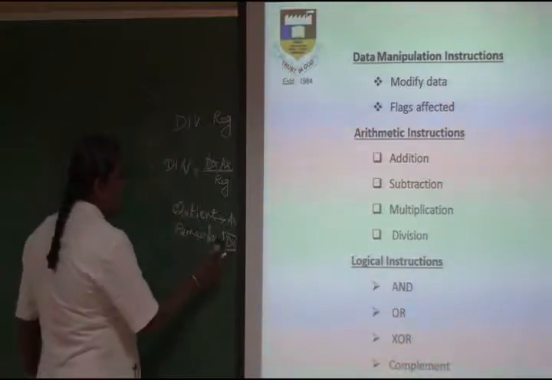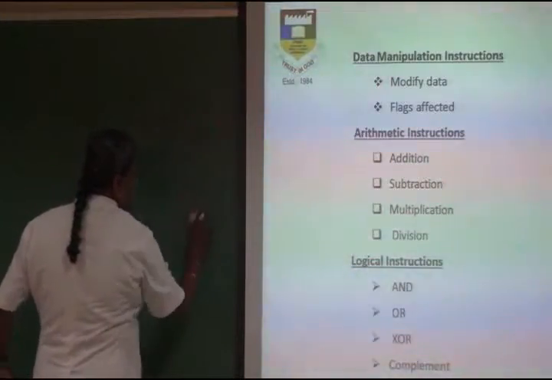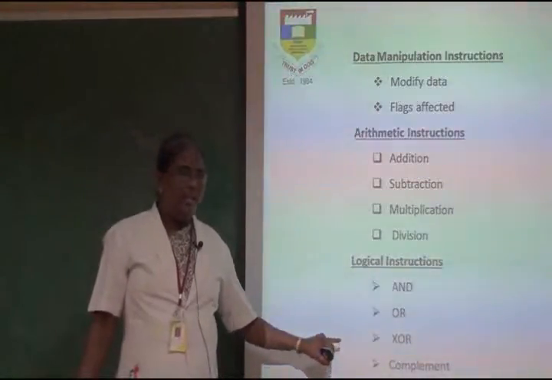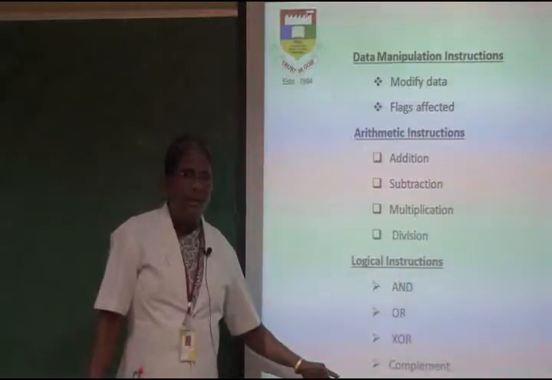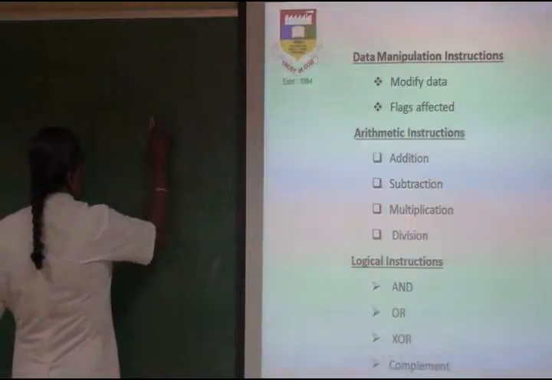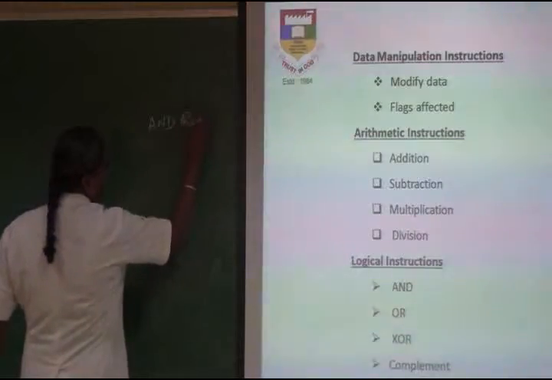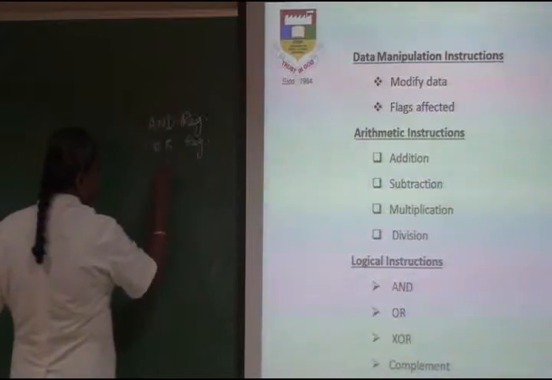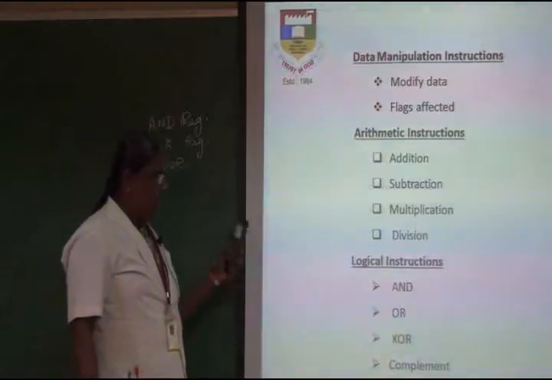Then logical operations. Logical operations performed by the 8086 processor are AND operation, OR operation, XOR operation and complement. AND, OR, XOR are similar to addition. The instructions are AND register, OR register and XOR register. So they will do the operations and the corresponding flags will be affected.